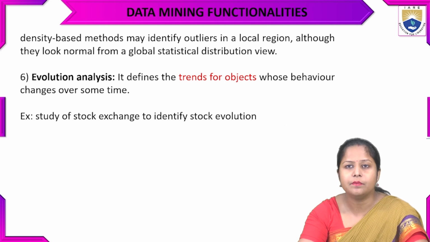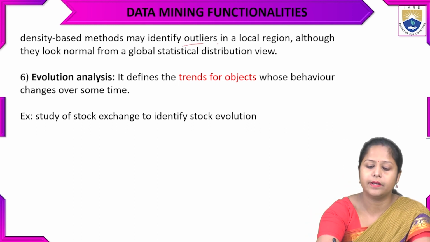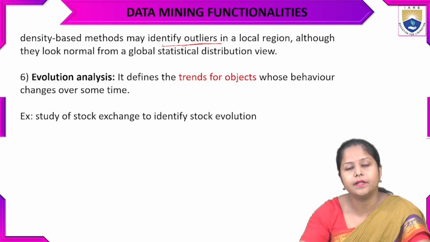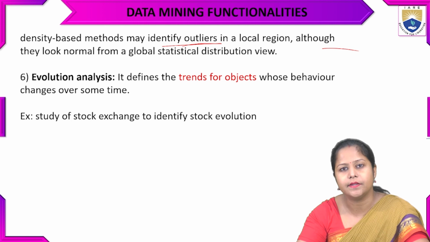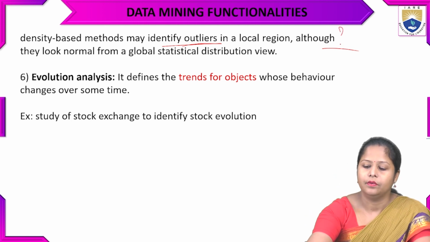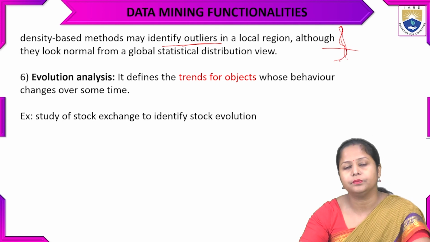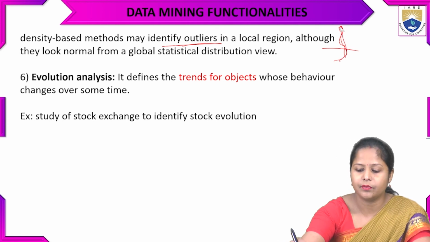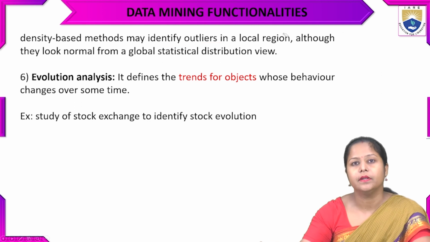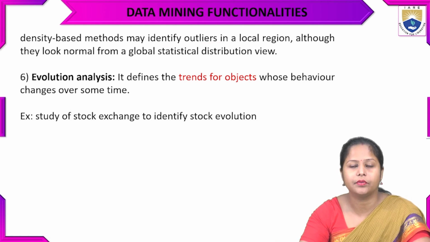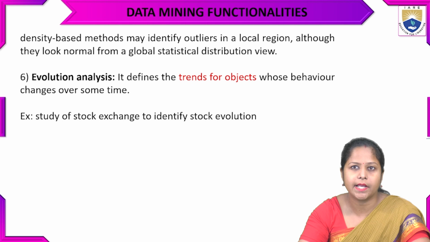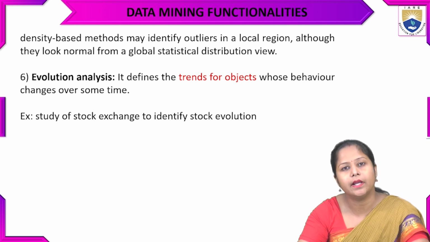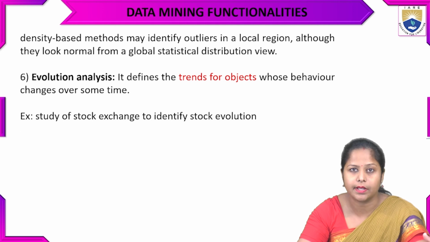Density-based methods may identify outliers in a local region. If there is a local region, we can apply the density-based methods, although the data looks normal from a global statistical distribution view. If the data looks simple globally, but at the local level it looks like an outlier, we need to apply density-based methods for that.